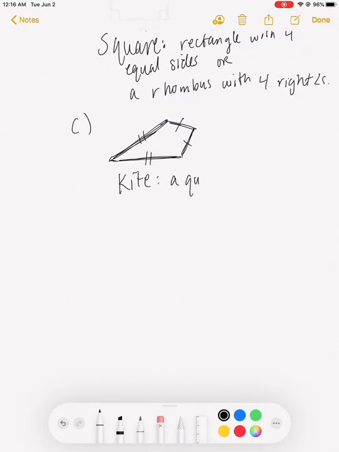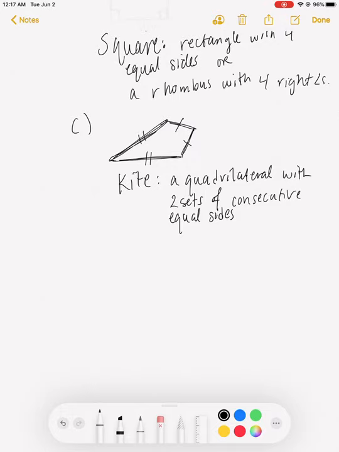So the definition is a quadrilateral with 2 sets of consecutive equal sides. Okay, so there's number 9.